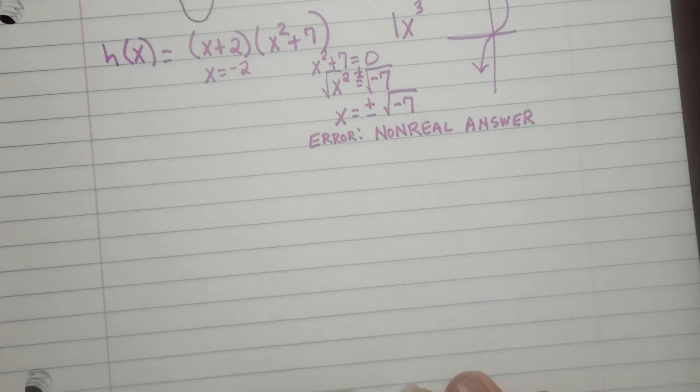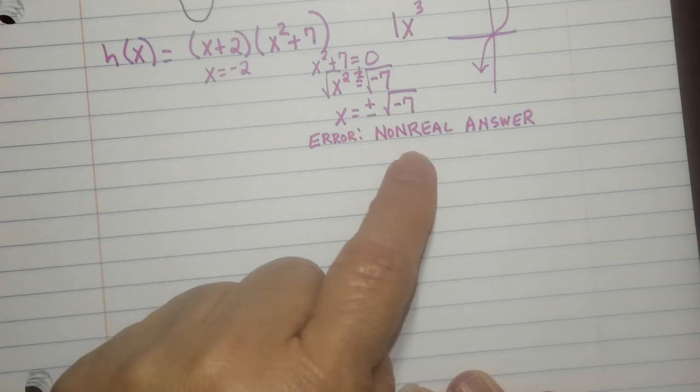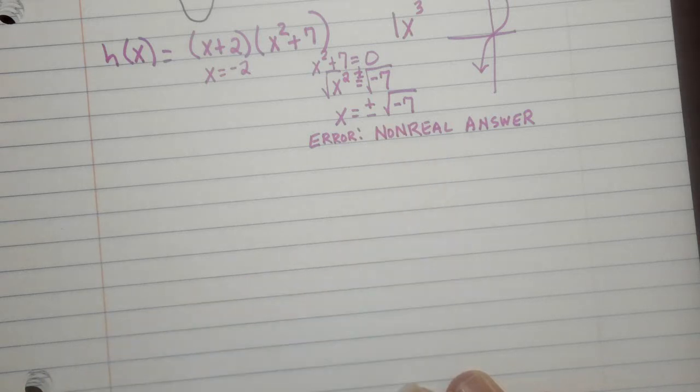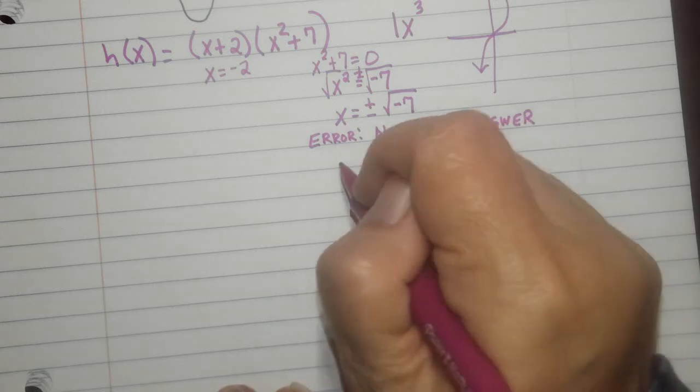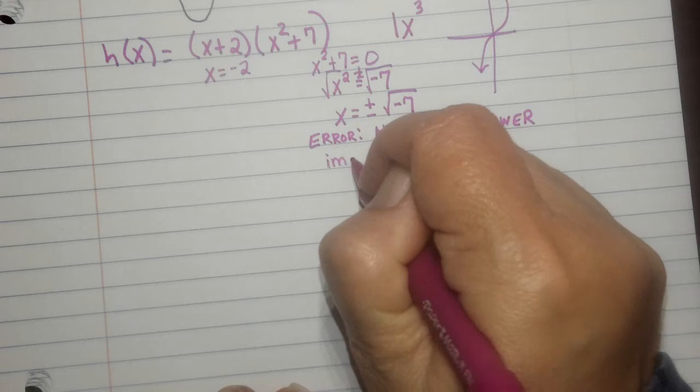So you did not type anything wrong. You did not commit a mistake. That's not what that error message means. Our calculator only operates in the real number system, and this is not a real number. Okay? So what is it if it's not a real number? It's an imaginary number.